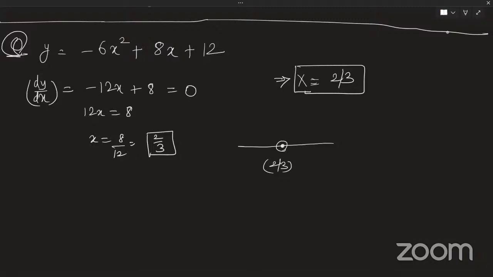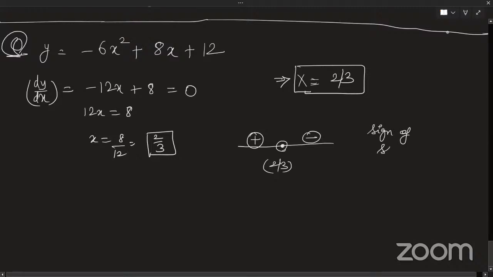So if you keep any value greater than 2 by 3, it will be negative over here. Any value lesser than 2 by 3 you keep, the slope will turn out to be positive. These plus and minus are the signs of slope that I am talking about over here.